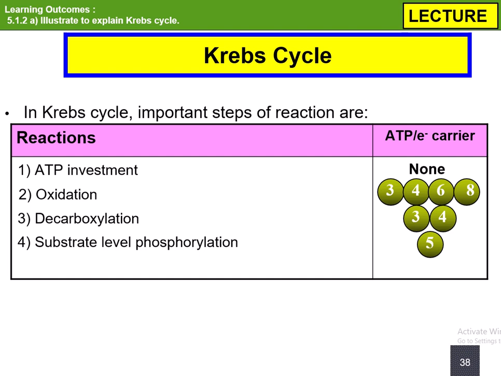In Krebs cycle, there is no ATP investment, but oxidation occurs at steps 3, 4, 6, and 8. Decarboxylation occurs at steps 3 and 4, and substrate level phosphorylation occurs at step 5.